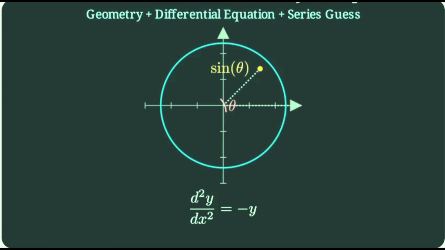So the sine function is the solution to this equation, with the starting conditions y at 0 equals 0 and y prime at 0 equals 1. These conditions match the geometry. At 0 angle, sine is 0, and its slope is 1.